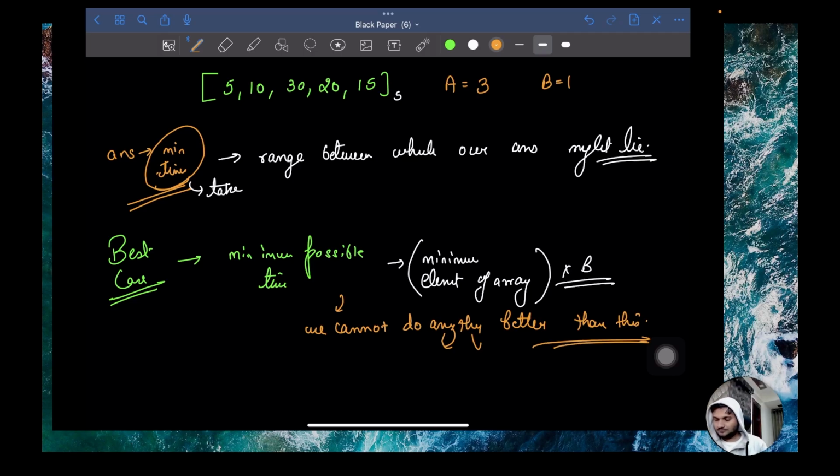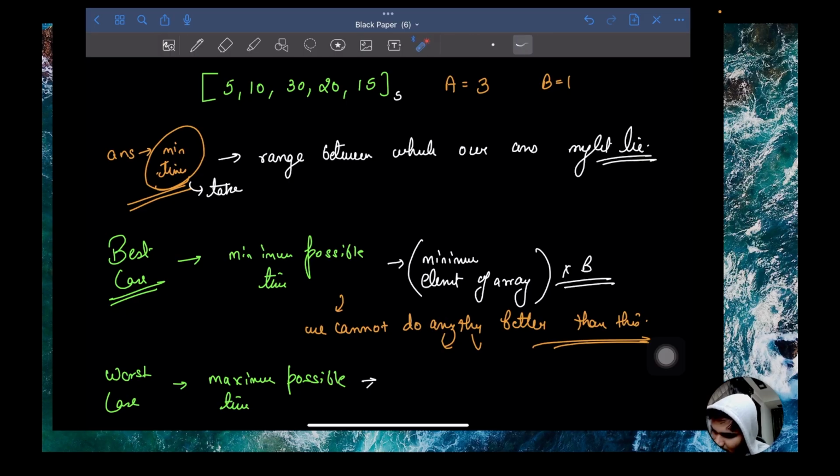Okay, cool. That being said, what will be the worst possible situation? Worst case, that is, maximum possible time. Maximum possible time will be when you have only one painter and that painter has to paint all of the boards. Can I say that? The minimum time was when we have one painter for each board.